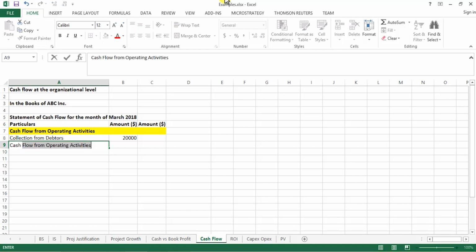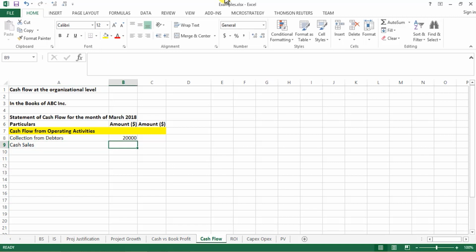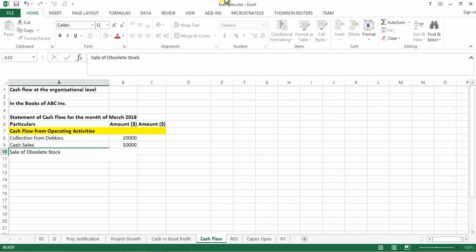Let's say we have cash sales, that's $10,000 cash sales. We have a sale of an obsolete stock, that can be around $1,000. So that was good enough for the cash inflow coming in from the operating activities. Now we'll look at some of the outflow of the cash. First up, one common item: payment to creditors.